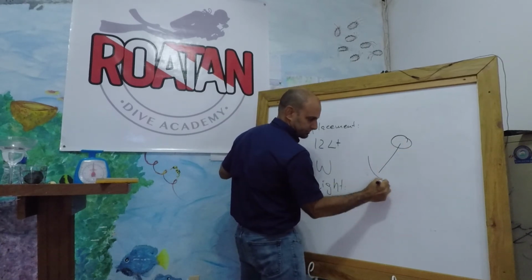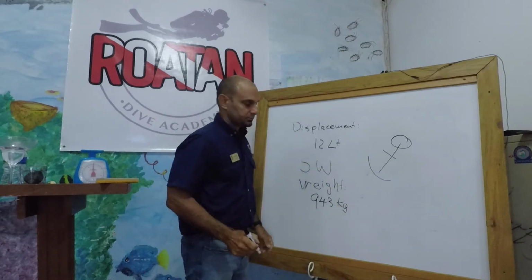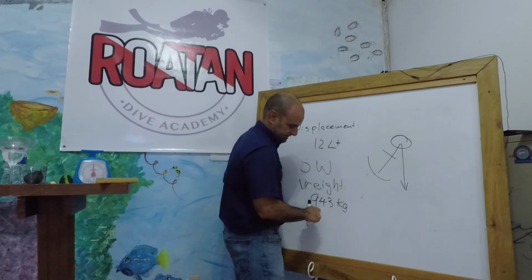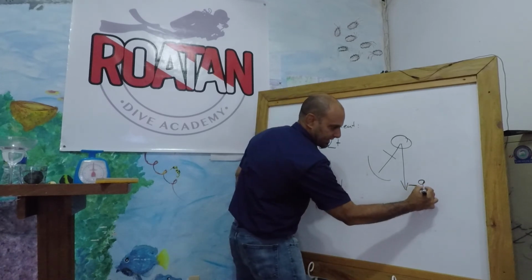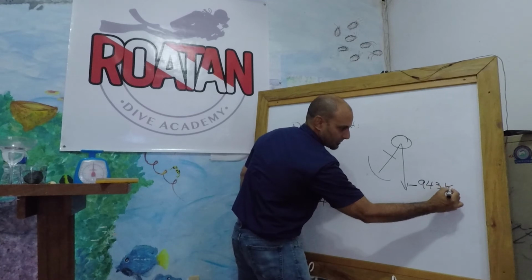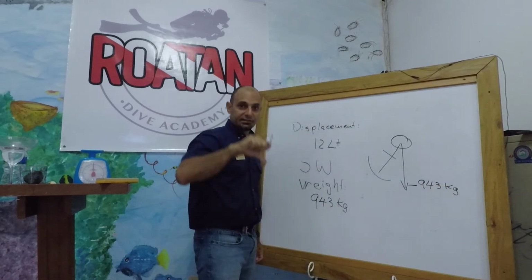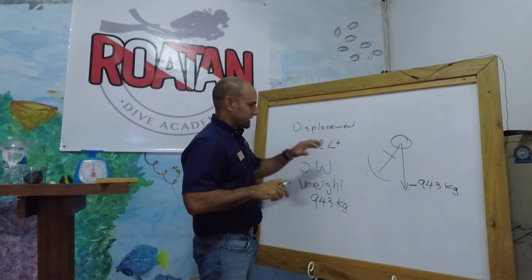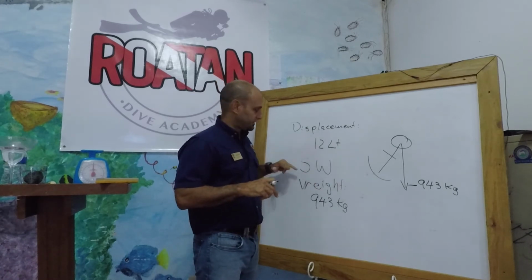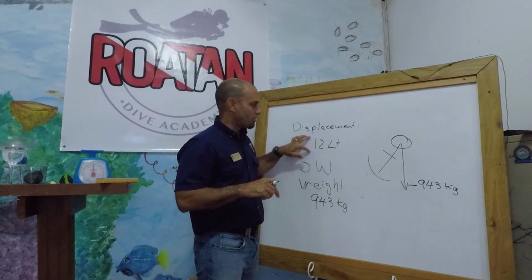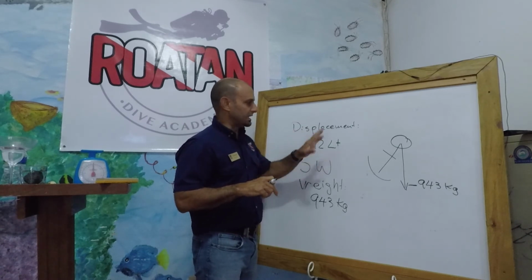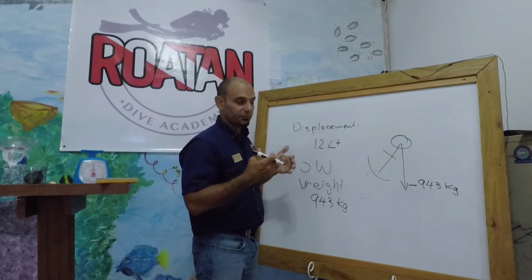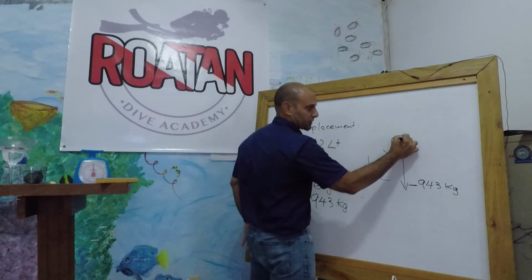Okay? So we're going to make our graphic. We're going to have here an anchor. This anchor has a negative force, which is the weight. And we know the weight is 943 kilograms. Right? That's a negative force that is pulling the object down. But the anchor displaces 12 liters of salted water. So how much would that be in kilograms? How many kilograms are 12 liters of salted water? So that's the positive force we're going to add here.